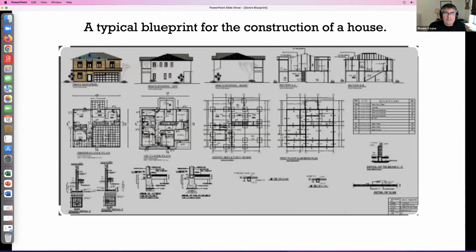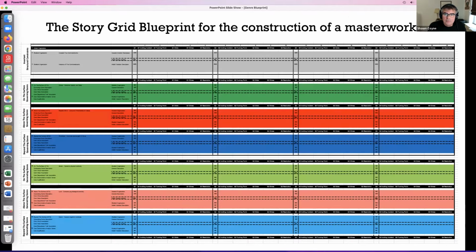All right, so this is a typical blueprint for the construction of a house, right? And this is the StoryGrid blueprint for the construction of a masterwork. Don't worry, I'm going to break it down for you. But this is an entire novel on a single grid that you can use as reference points when you are working through your own stuff.